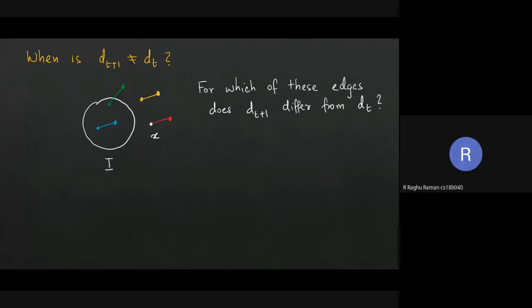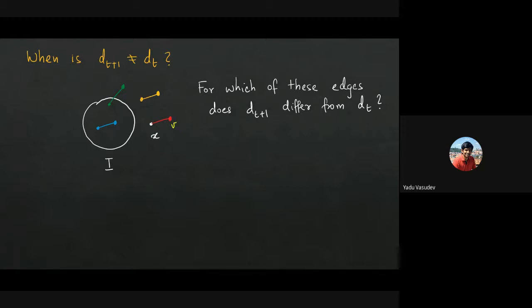Only red will change, right? Red might change. Red will change because it is possible. So how can red change? The way red can change is that you will choose the red edge, and then you will say, let me remove X and add this vertex, which I'll call V.